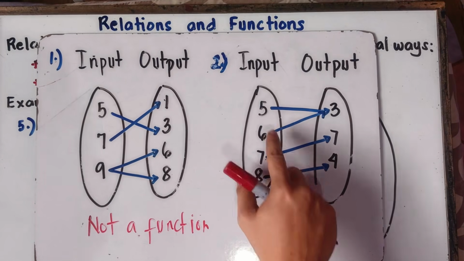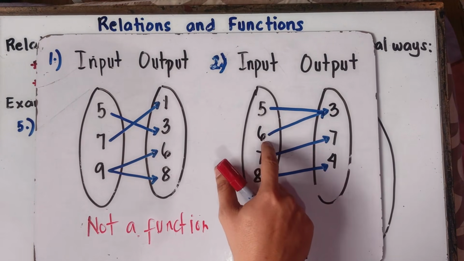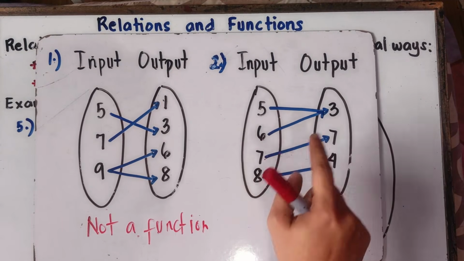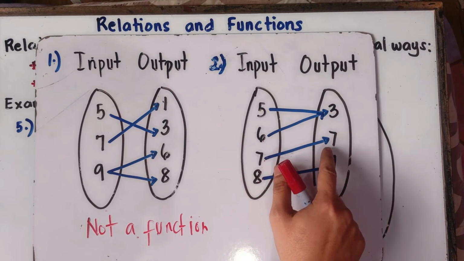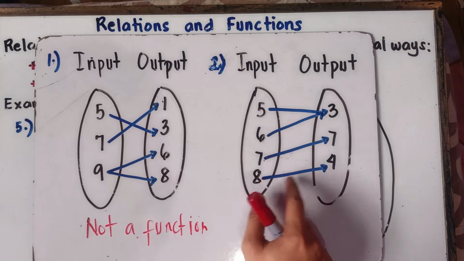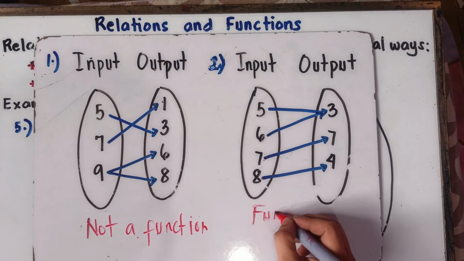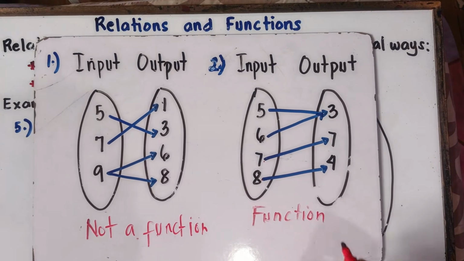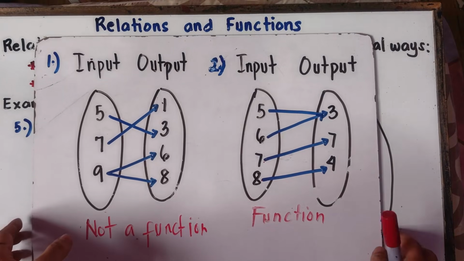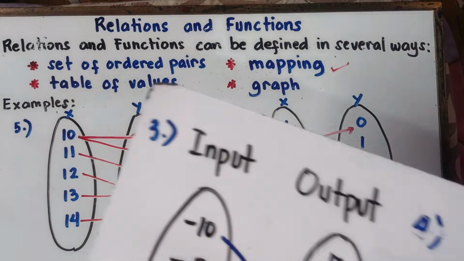As you can see, class, this input has only one arrow. This input has only one arrow pointing to this output. Automatic, this will be a function. Easy as that, class. The quick and easy way, class. This will be a function. Alright, so let's proceed now to example number 3.